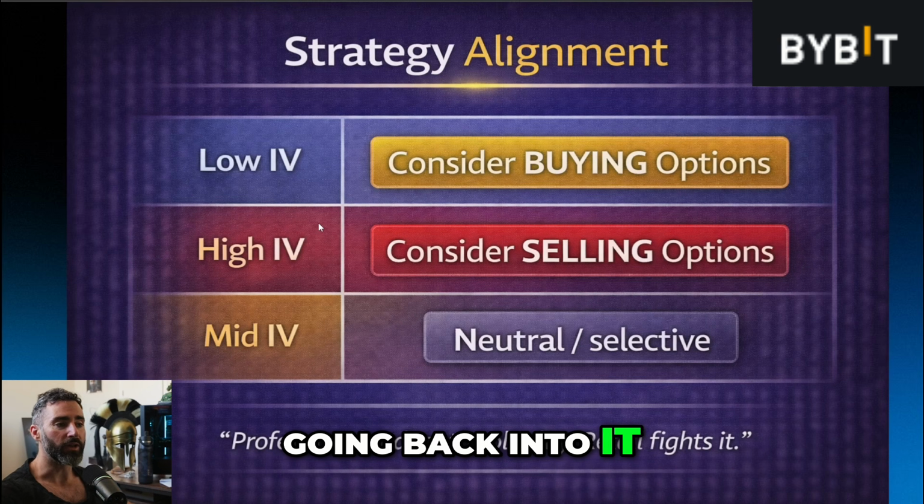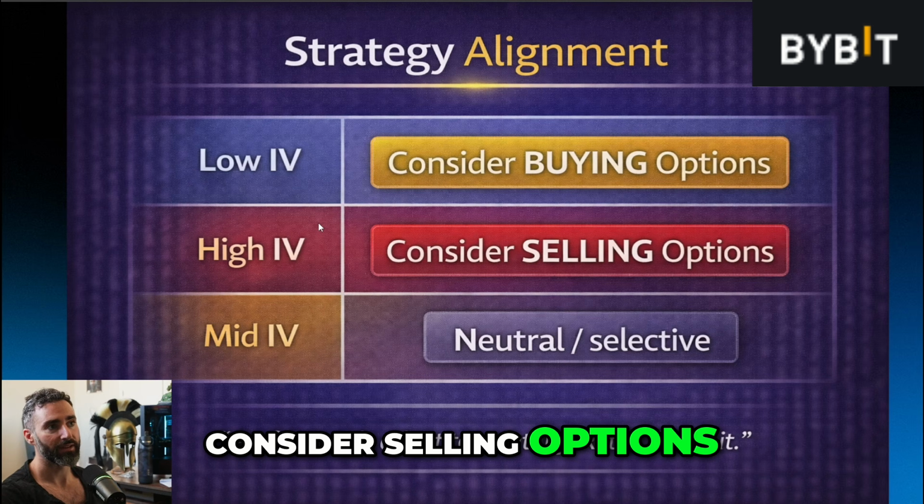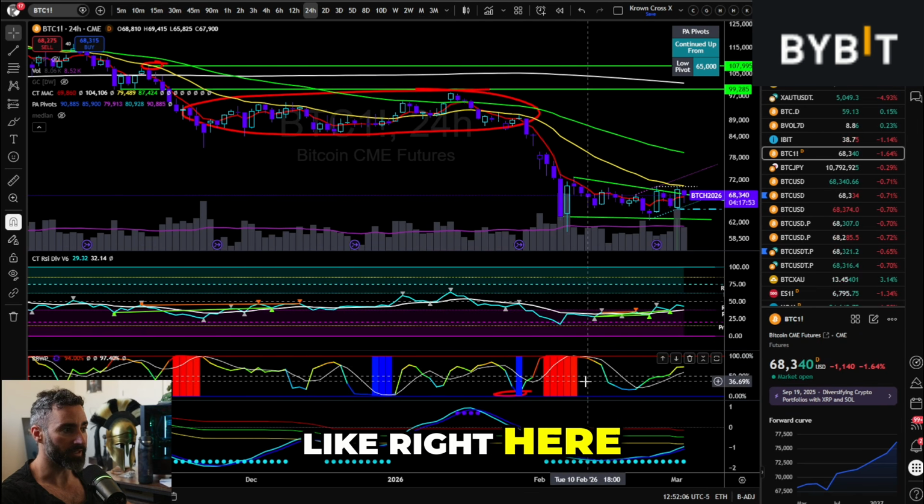Now, going back into it, when implied volatility is very high, consider selling options. And what would that look like right here? Well, what do you know?